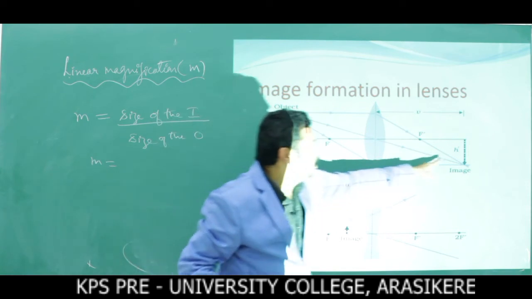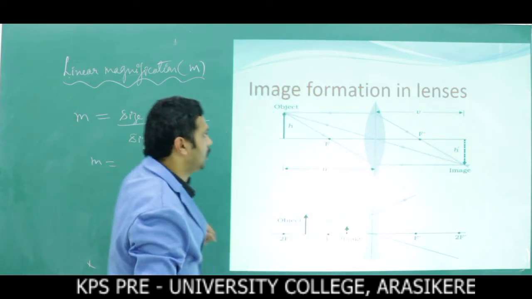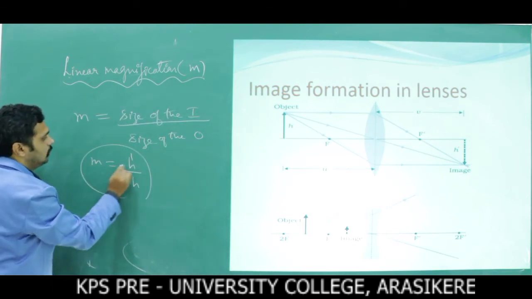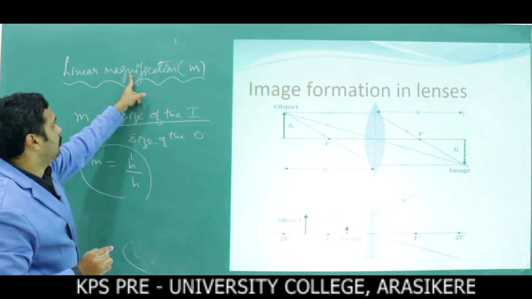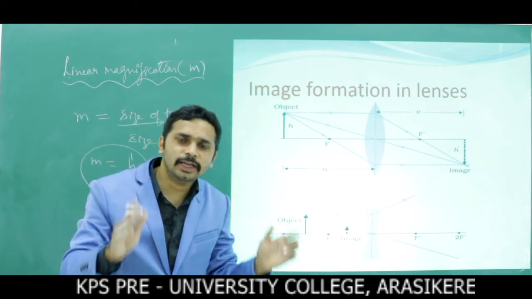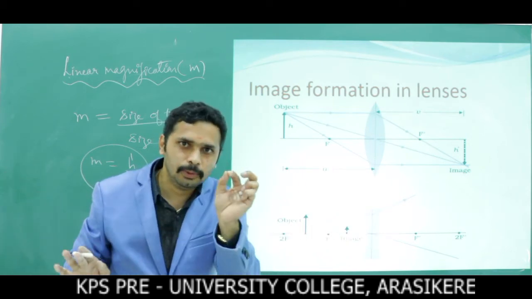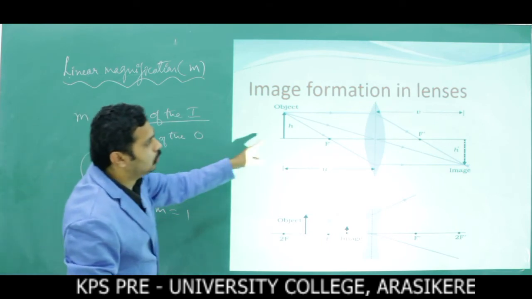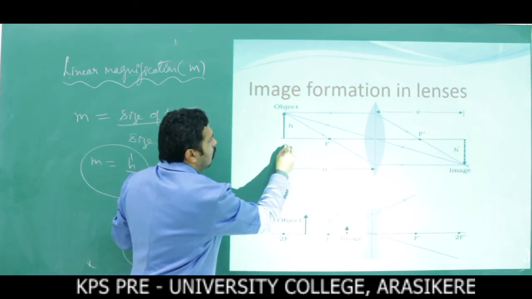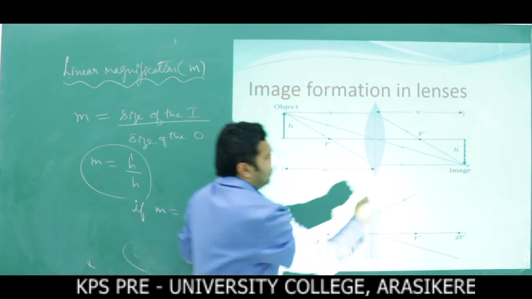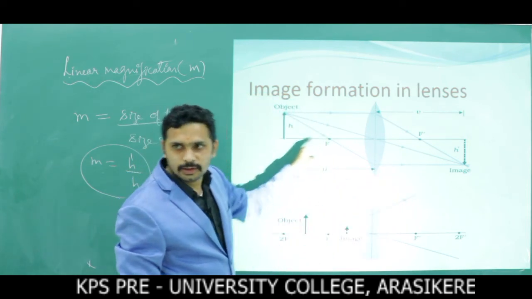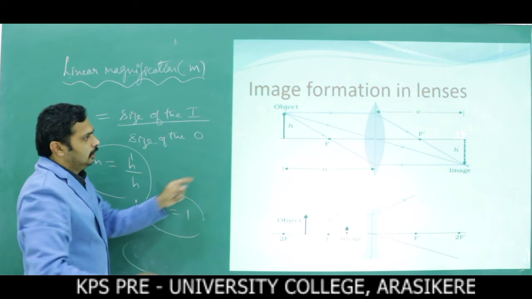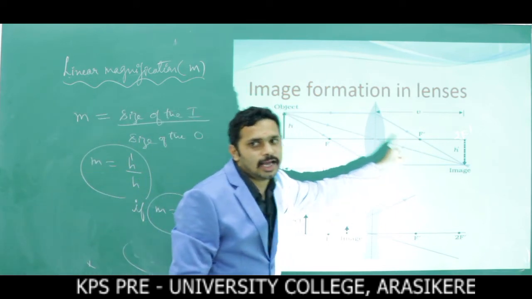Here the size of the image is h dash or h prime, the size of the object is h, so m is equal to h dash by h. Magnification has no unit. It is purely a number. Suppose m is equal to 1. Here I am using a convex lens with f and 2f. If you place the object at 2f, the image is also at 2f dash, the same size. If m is equal to 1, what is the nature of the image? Same size as the object.